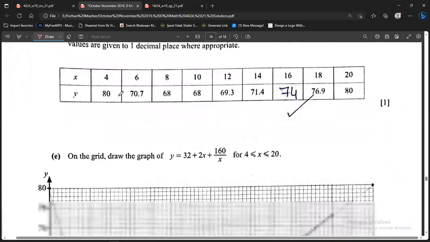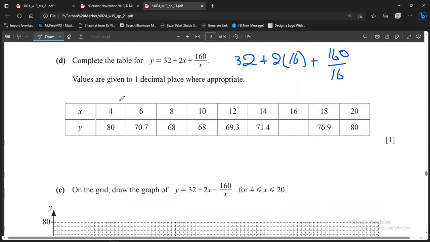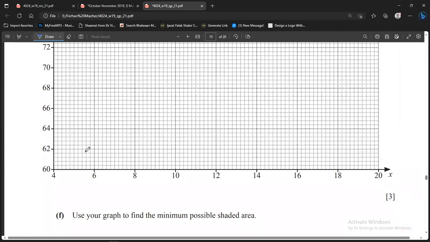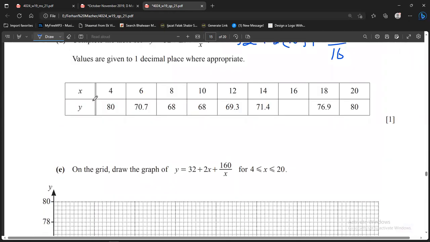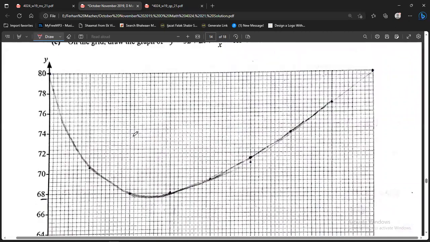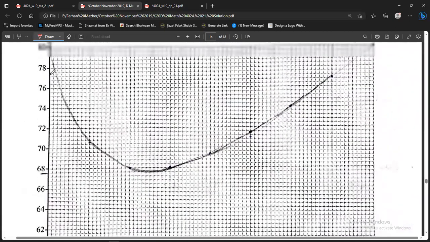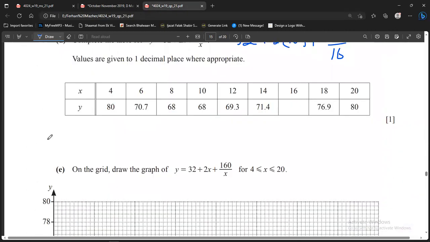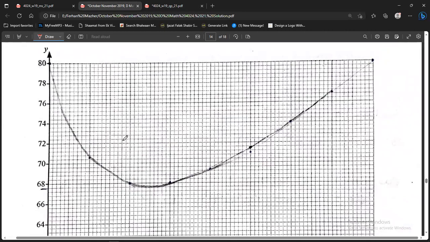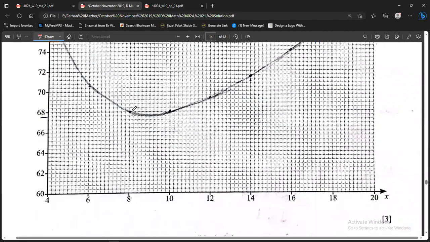Okay, then we have to plot on the grid, draw the graph of this. Luckily this has already been labeled, so we just have to plot these points. At 4 comma 80, so this is 80. Then we have 6 comma 70.7, which is something like here. Then at 8 we will have 68. Then at 10, we have 68, here.